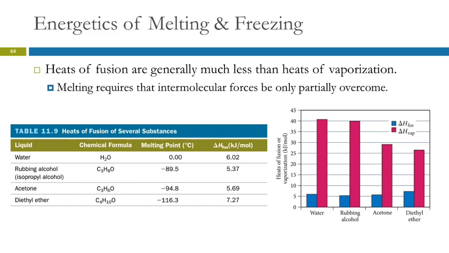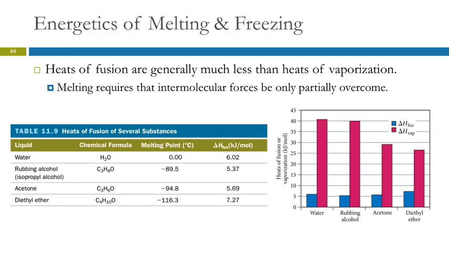So the heat of fusion is a lot less than the heat of vaporization. Here's a bar graph showing you the comparison. Heat of fusion in blue, heat of vaporization in the bright pink. So for water, the heat of fusion is around 6 kilojoules per mole. The heat of vaporization is 40 kilojoules per mole. The reason for this is that in melting, you only have to partially overcome the intermolecular forces so that the molecules can slide around. In vaporization, you have to completely break them so that they can separate in the gas state.